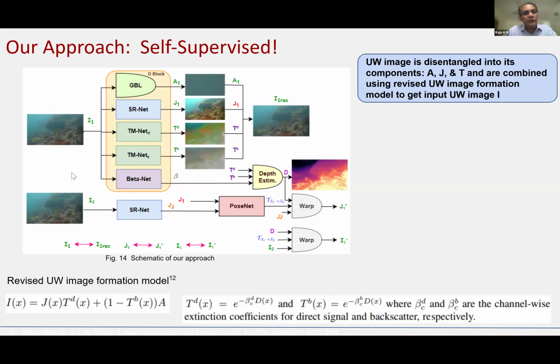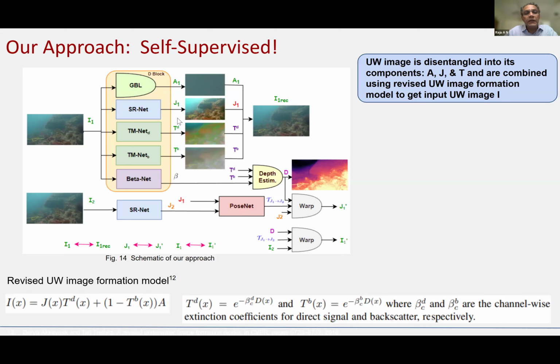The other loss that we have is a view synthesis loss, which we get from I2. The other frame from the monocular video, we pass through the same SR net, and then we get an estimate of the scene radiance, which we call J2. We know that J1 and J2 are related through a depth map as well as a rotation and a translation, because the camera is continuously moving. And we have a pose net which we train such that it solves for a six-dimensional vector, which is three rotations and three translations.